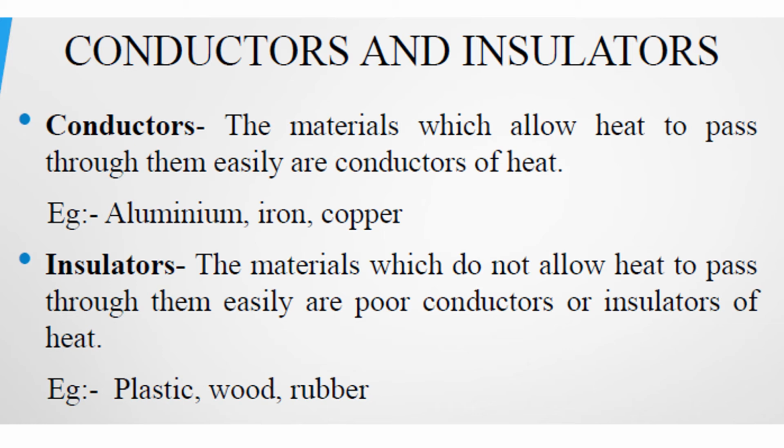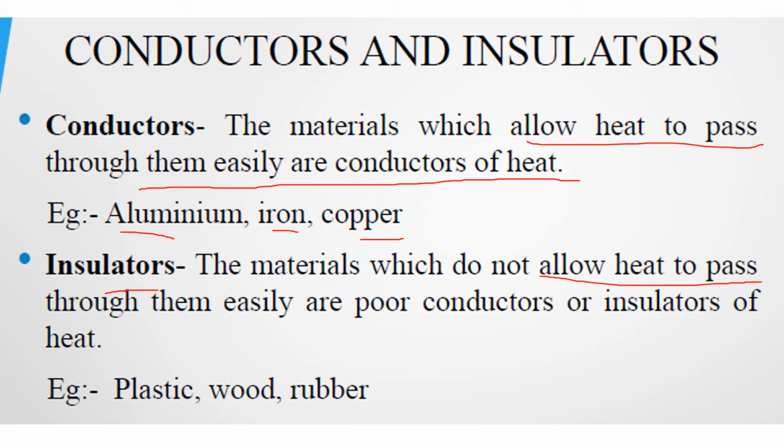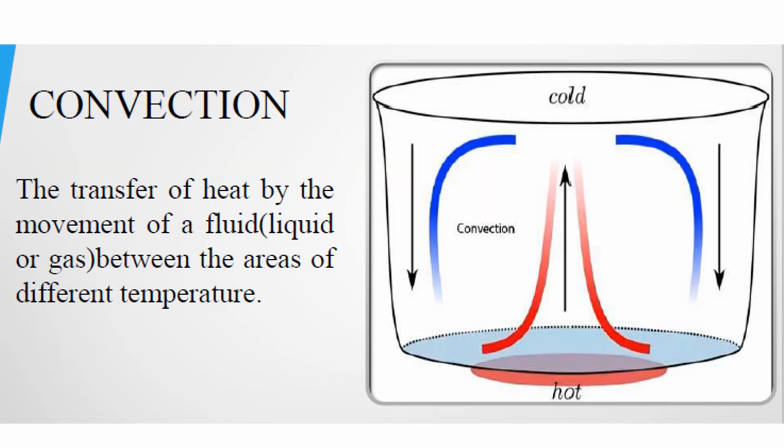Okay, conductors, best examples of conductors: aluminum, iron, and copper. Okay, which allow heat to pass through them easily are conductors of heat. Insulators, these are the materials that do not allow heat to pass through them easily, poor conductors or insulators of heat. So best examples: plastic, wood, and rubber.